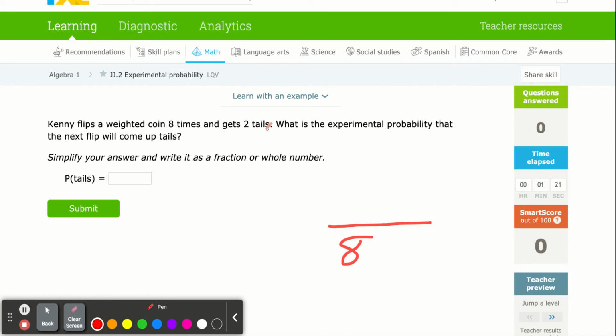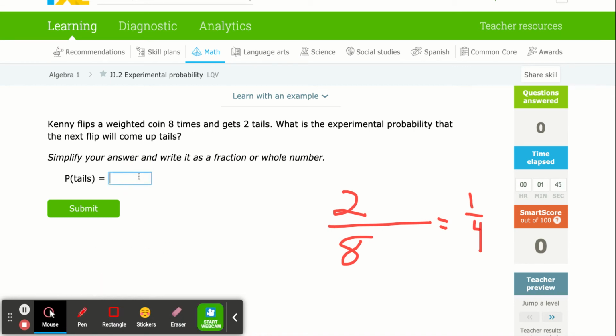Out of that 8 times, they only get 2 tails. So that means experimentally, out of those 8 times, there was actually just a 1 in 4 chance of getting a tails. So experimentally, it's more likely that we're going to get a heads than a tails. So we plug in 1/4.